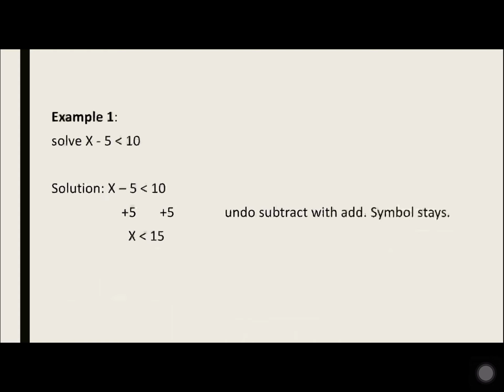Example 1. Solve. X minus 5 is less than 10. Add 5 on both sides to undo subtract. 10 plus 5 is 15. The symbol stays.